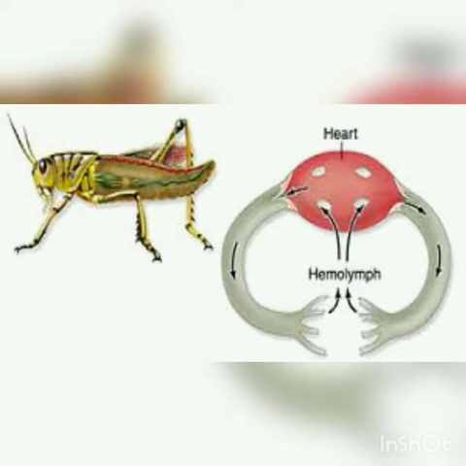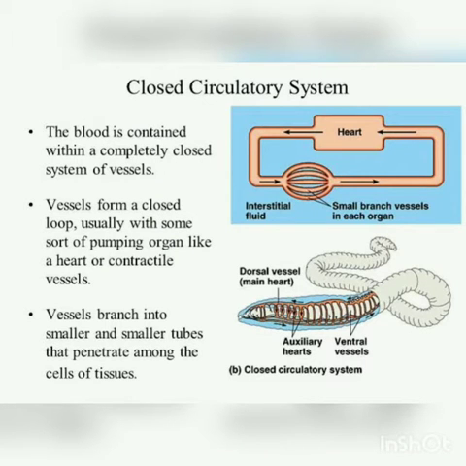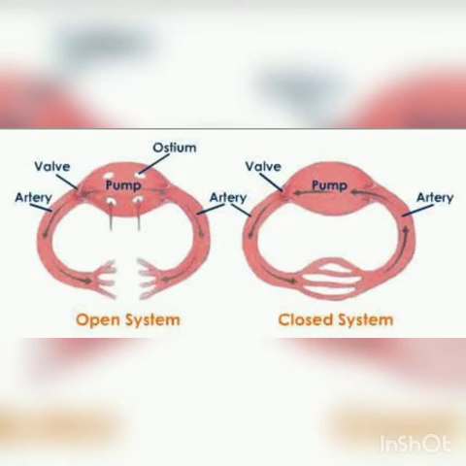And closed type of circulation is seen where the blood vessels are present. The blood vessels means arteries, veins, capillaries எல்லாமே இருக்கும். Example, annelids, cephalochordates and vertebrates. Open type means the blood vessels are absent. Closed type means blood vessels are present.